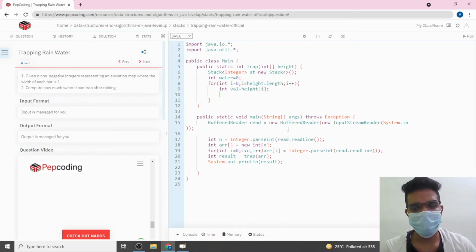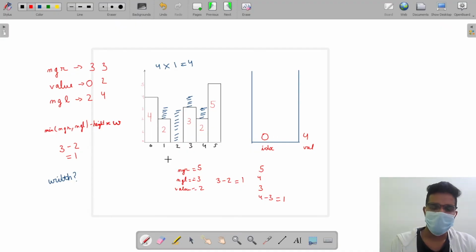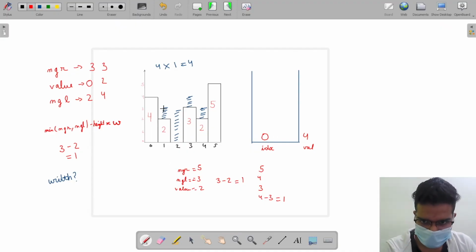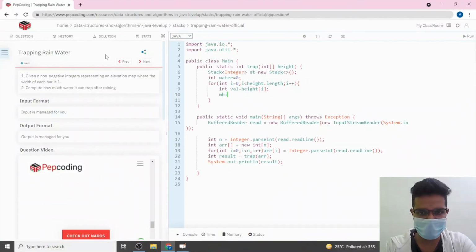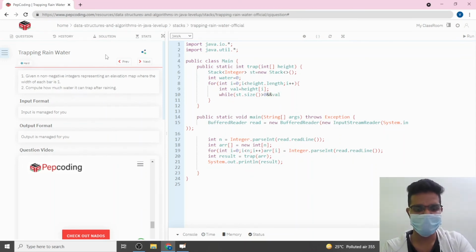Now let's think about when we pop it, right? Whenever we are greater than the top element of our stack. So while stack.size is greater than 0, and if value is greater or equal to the top element of our stack, so for that height[st.peek()].